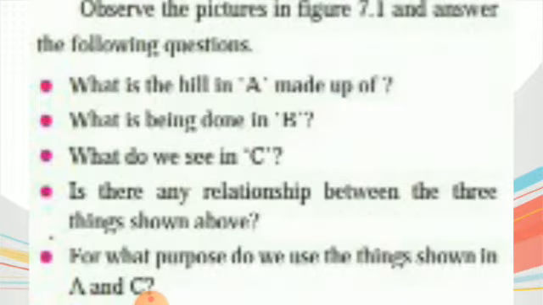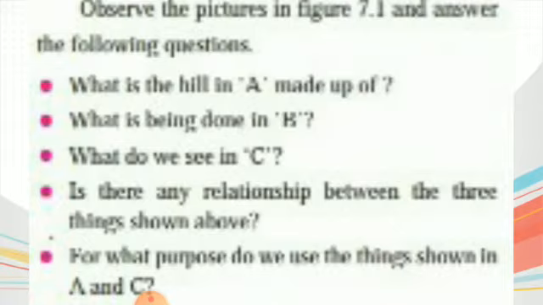First of all, what is the hill A made up of? It is made up of big rocks. What is being done in B? In B, the rocks are extracted and are loaded onto the truck by using machines. Yes, these kinds of machines nowadays are available by which rocks can be extracted. What do we see in C? In the C picture we can see sea stones or stones of small sizes or different kinds of stones.